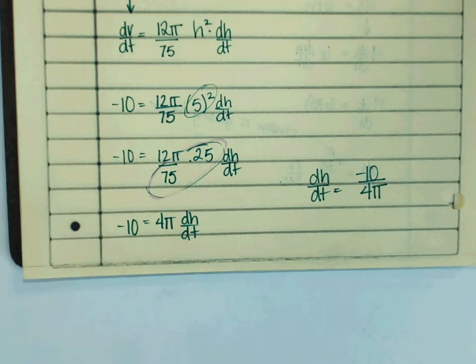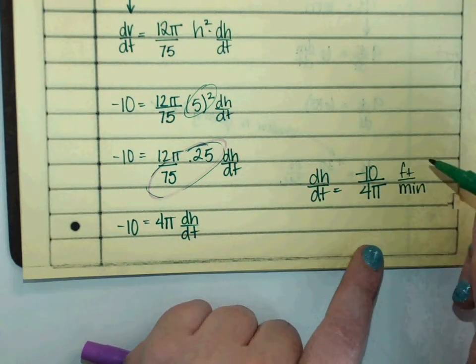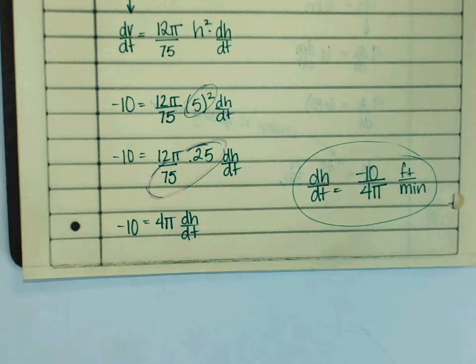Either way. Now, what would my units be if this is a change in height? Feet per minute. I'm just following the units in the problem there. If it was area, it would have been feet squared, volume, feet cubed. Make sense?